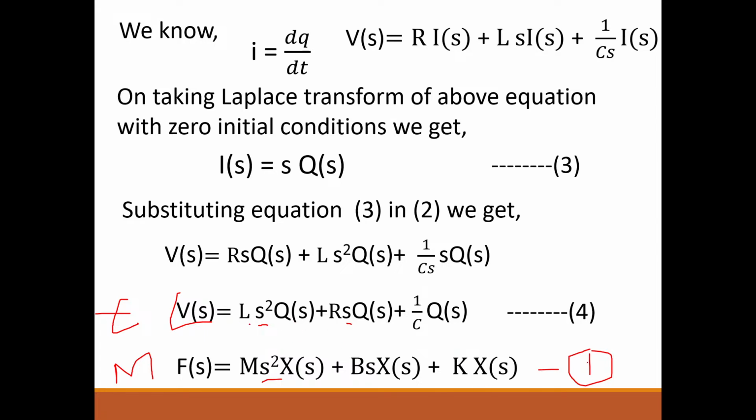So here you can see there is a coefficient for s square, L. Here the coefficient of s square is M. S square into Q of S, here X of S. Here the coefficient of s is R, here it is B, Q of S, X of S. So 1 by C, here K, Q of S, X of S. And in the electrical system V of S, in the mechanical system F of S.